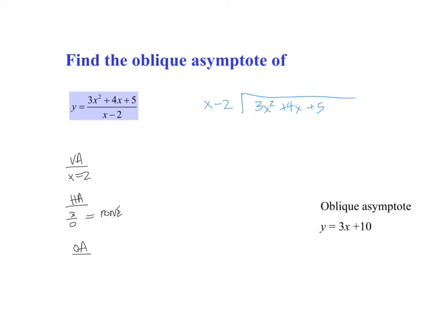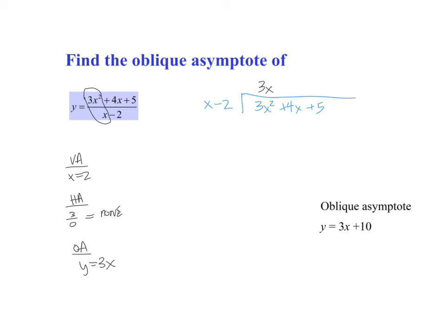So for this one, if we do our long division, remember the first step is we want to ask ourselves, how many times does x divide into 3x squared? Or if you look at the original question, really all we've got to do is divide those first two terms. 3x squared divided by x will give us 3x. So that's our first part of our oblique asymptote. We're going to get y equals 3x.